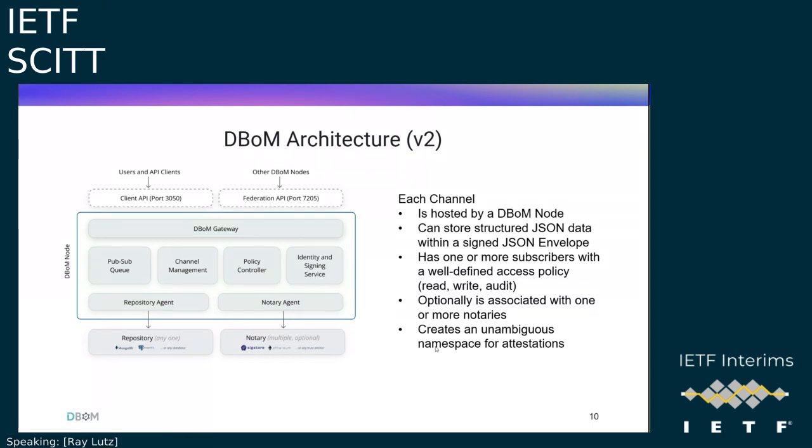Yeah, thanks. So this whole DBOM node actually creates this abstraction called the channel on top of the repository. Each channel is hosted by one DBOM node. It can store structured JSON data within a signed JSON envelope. It has one or more subscribers with a well-defined access policy.